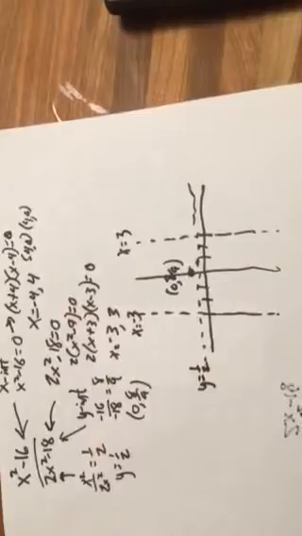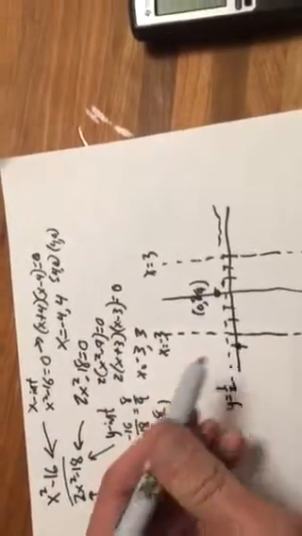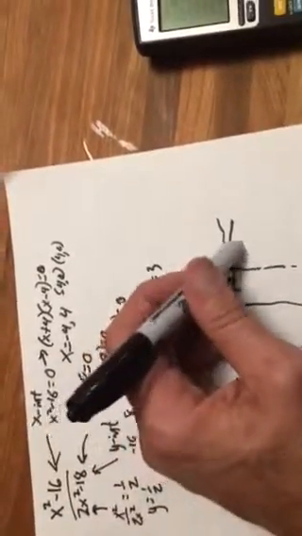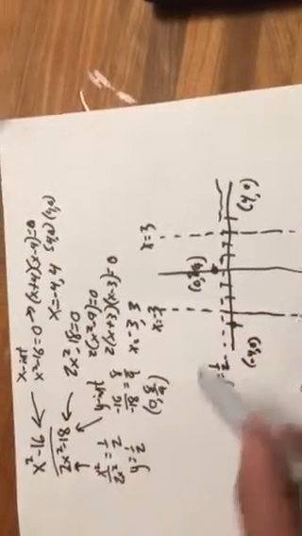I'm just labeling everything. I also have some x-intercepts, negative 4 and 4. So it crosses here. Oh, sorry, my son just skipped through. And (4, 0). Okay, so now I have everything.